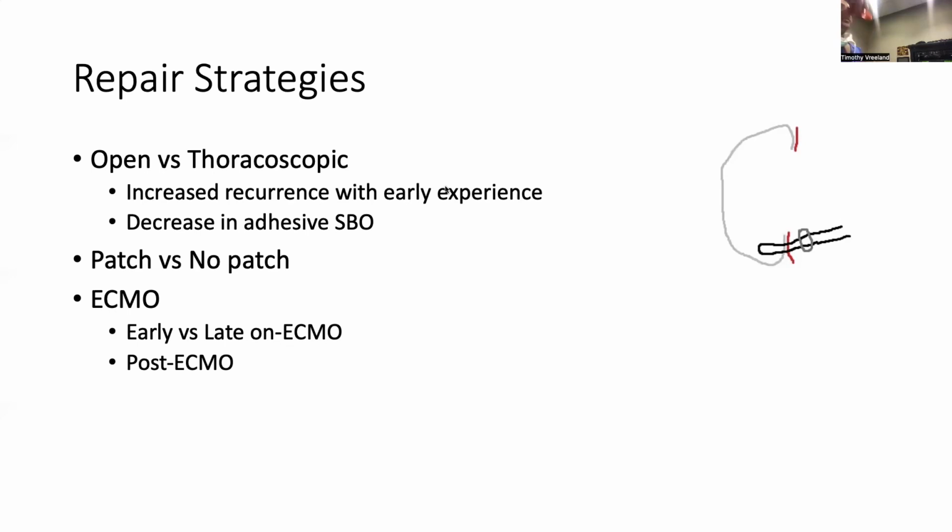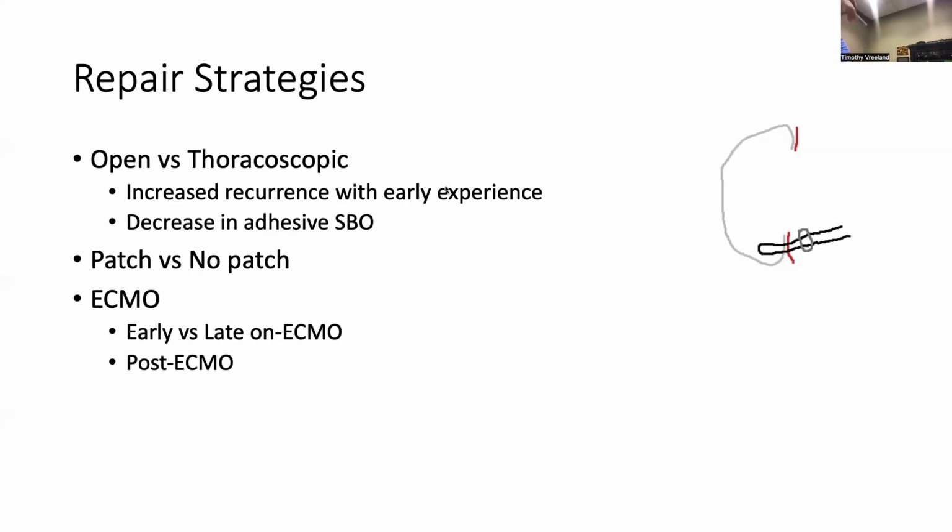Patch versus no patch is pretty obvious. If you can't get the diaphragm to come together without a patch, you have to put a patch. And then the big controversies that are definitely not uniform across centers is when to repair if a baby goes on ECMO. So you can repair early in the course on ECMO, which has very good data. There's a good study. It's retrospective, but there's some pretty sophisticated propensity matching that demonstrates early may have some benefits.